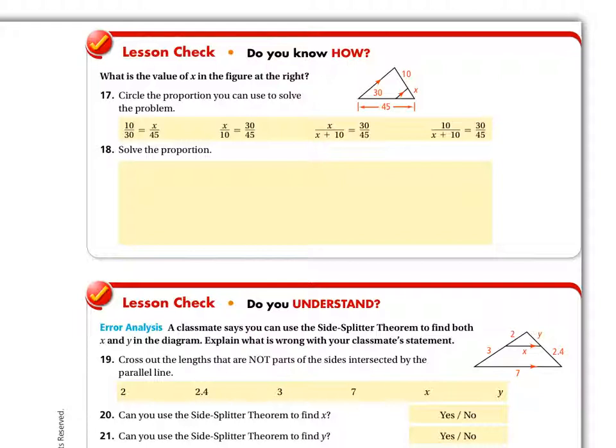So I want you to look at the lesson check. The lesson check is interesting. You have to decide which of the two theorems that we've gone over in this section that you can use. So I want you to go through number 17 and then number 18. So do those. I'm going to do them quietly up here while you do them at your desk.